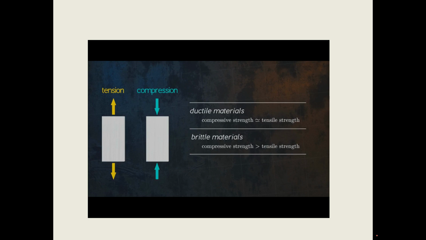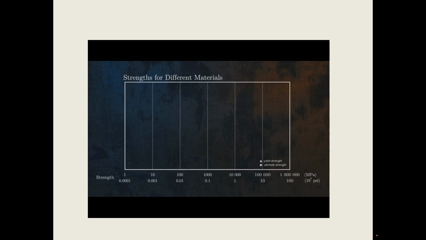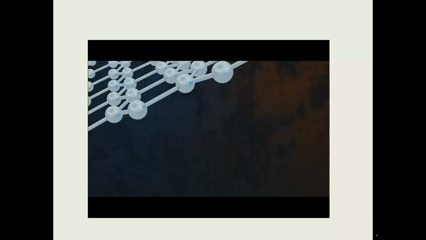First, let's look at some examples of strength values for a few different materials. Tensile yield strengths are shown for ductile materials, and ultimate compressive strengths are shown for brittle materials. Graphene is the strongest material to have ever been tested. It is a two-dimensional material made up of a single layer of carbon atoms arranged in a hexagonal lattice and linked by strong covalent bonds. Defect-free graphene has an ultimate tensile strength of up to 130 gigapascals, or 19,000 ksi.